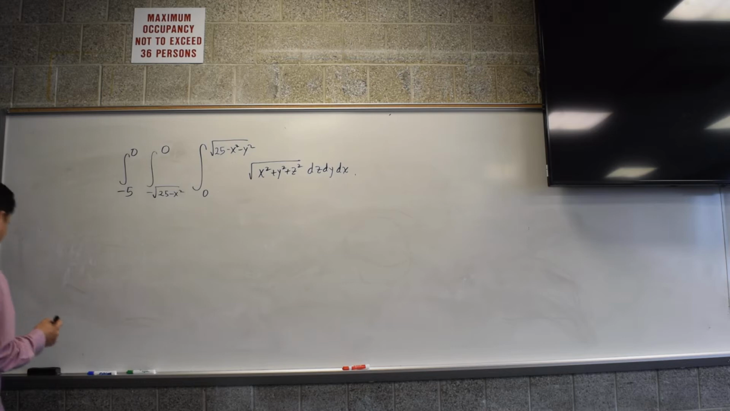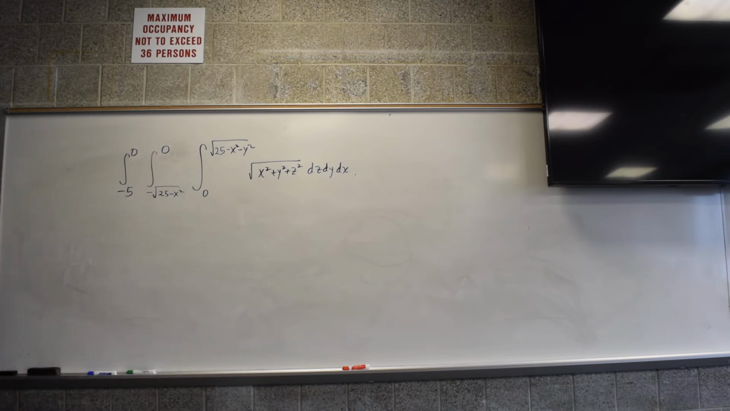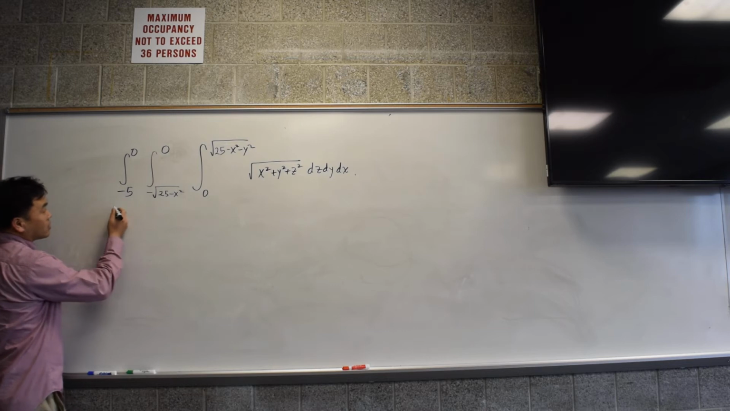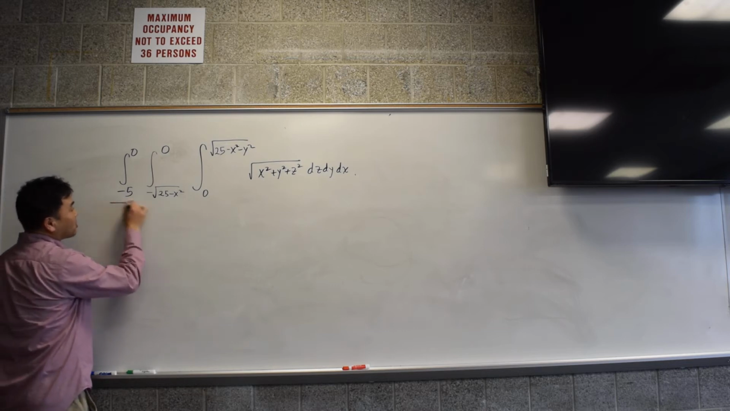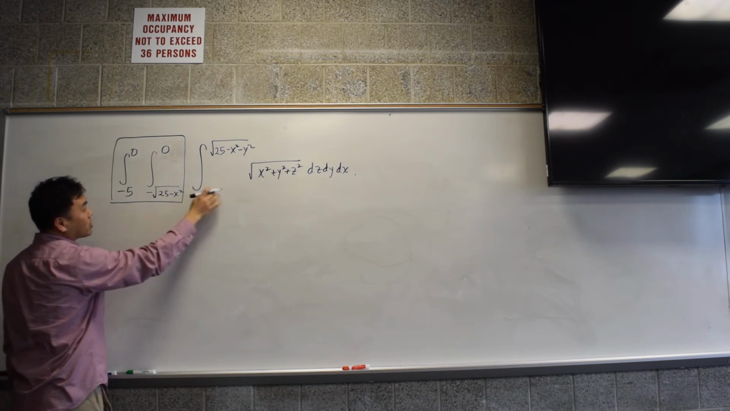So you're given a triple integral, and the question is to convert this into cylindrical and also into spherical. Let's see how that's done. First, what you want to do is figure out what this two-dimensional region is, and then over that region, think about what this would be.